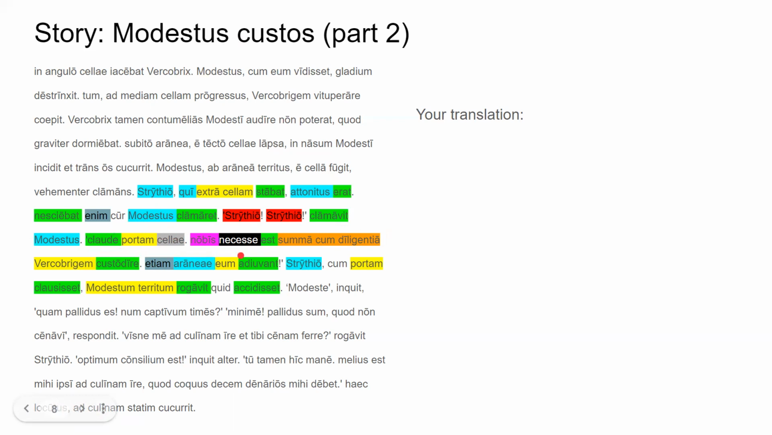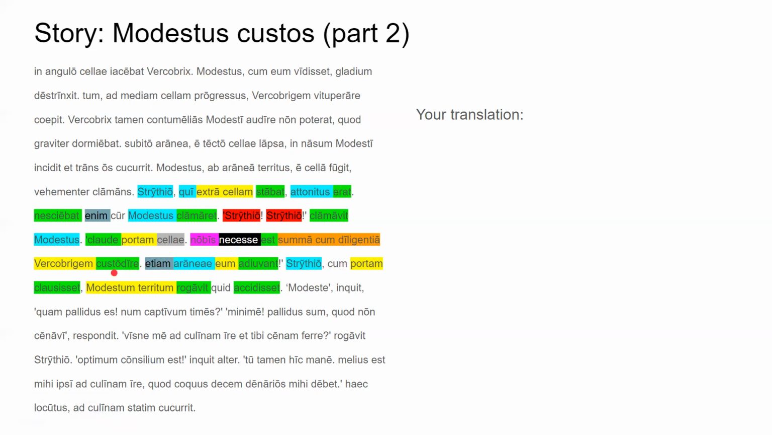Nobis necesse est summa cum diligentia verbrem custodire. So this is our old friend of the neuter adjective plus dative plus est plus infinitive. So it is necessary for us to guard the prisoner, and then this is an ablative of manner. So with the utmost diligence. Notice that the adjective that's describing diligentia is in front of the preposition, and that's a very standard way of writing in original Latin. Etiam araniae eum adiuvant. Even the spiders are helping him.